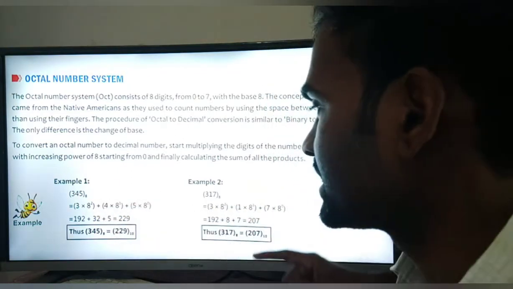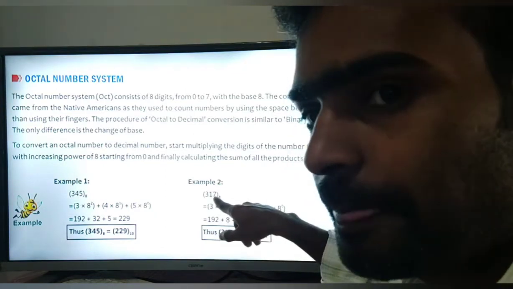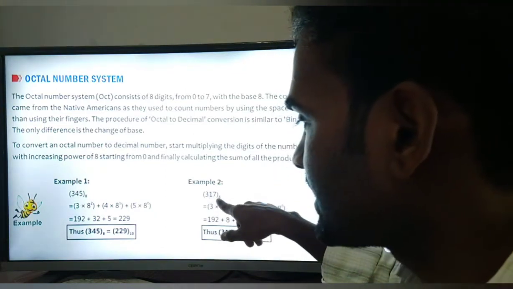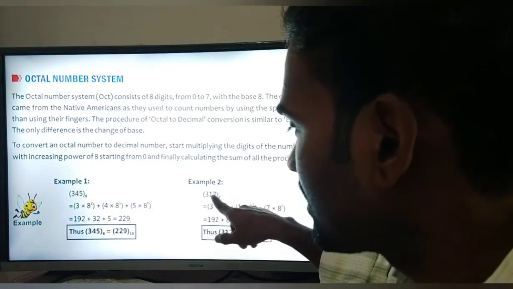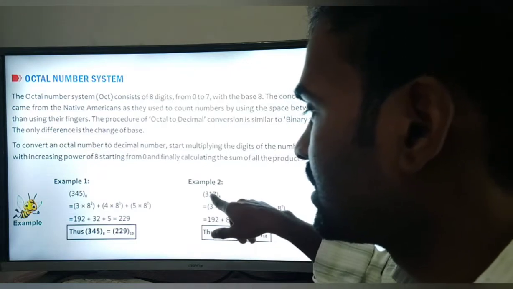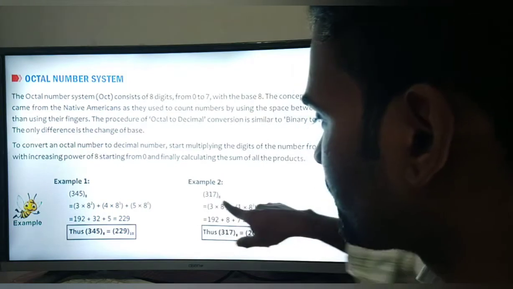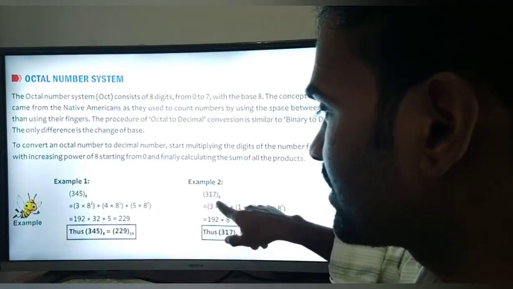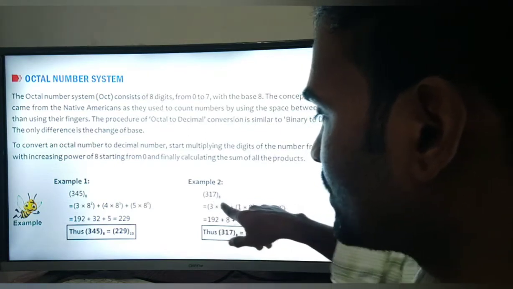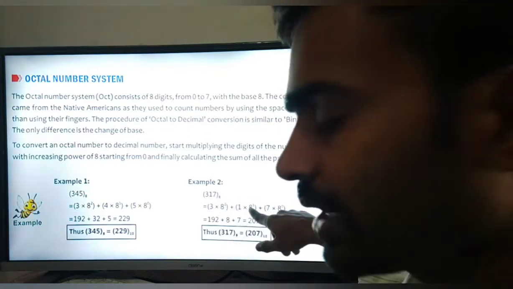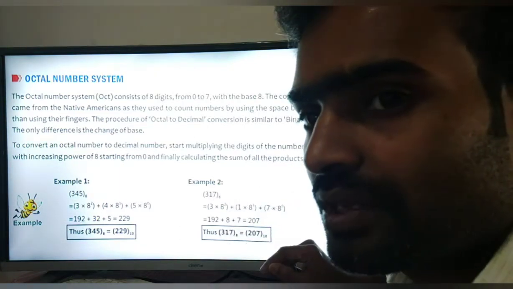We have one more example here. Let's go quickly. 317 base 8, which means this is an octal number. We convert it the same way. First the 0th position, then first and second position. They have written 3 into 8 power 2, plus 1 into 8 power 1, and the last one, 7 into 8 power 0, the 0th position.